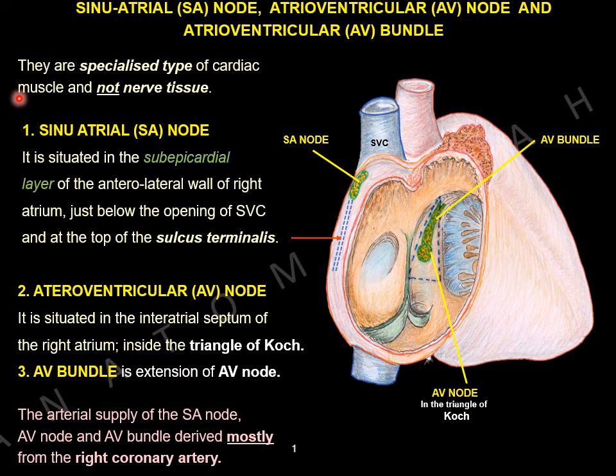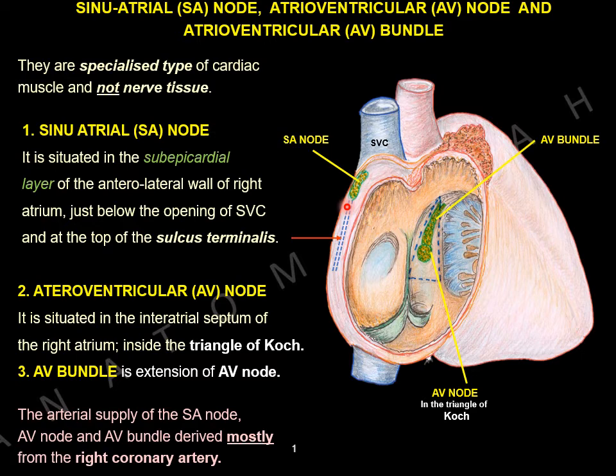Let's see the diagram first. This is superior vena cava. This is superior vena cava opening. This is SA node. We are opening the right atrium. Inside the right atrium, if you see on its right wall, there is a crest inside, called crista terminalis. Outside the crista terminalis is a groove called sulcus terminalis.